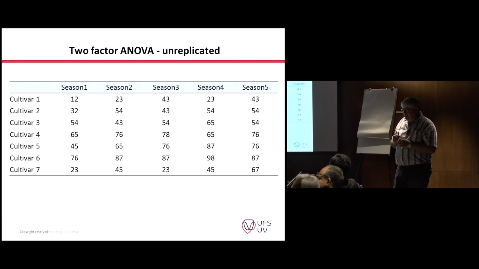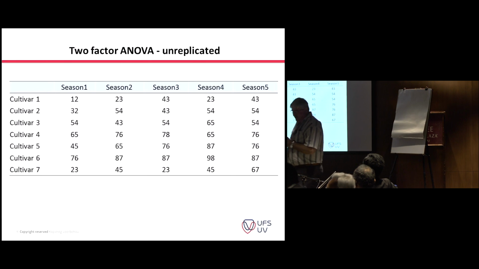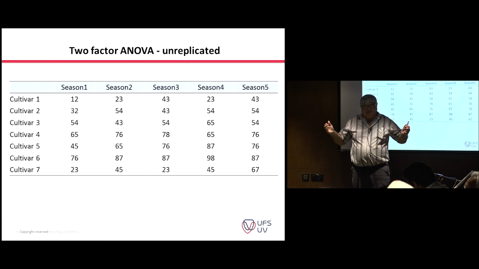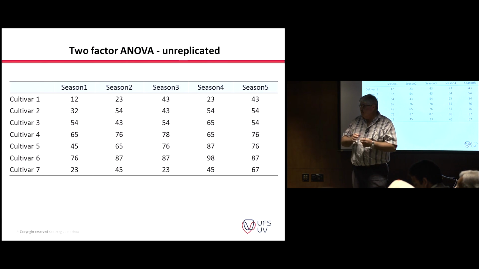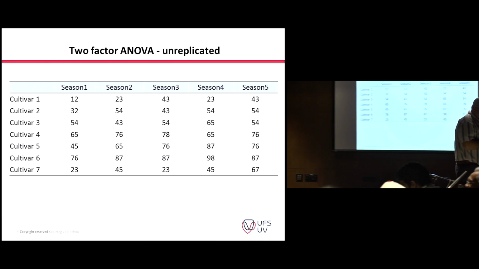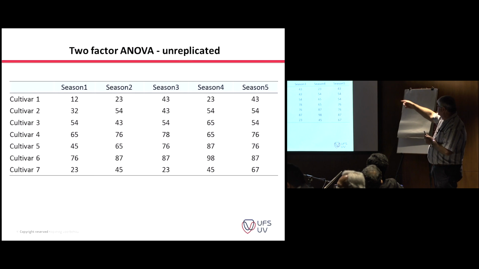I just want to mention that you can also do a two-factor ANOVA that is unreplicated. For example, Zach had a whole lot of germplasm that he tested over different localities, but they were unreplicated. So what we did is we did a two-factor analysis where we took the 5 seasons and we took the results of the cultivars. And you can do this on Excel even.